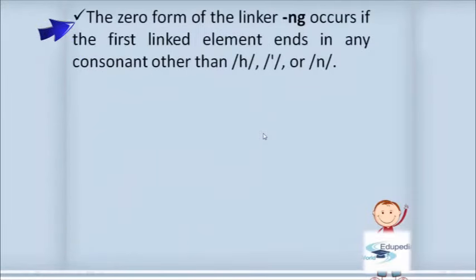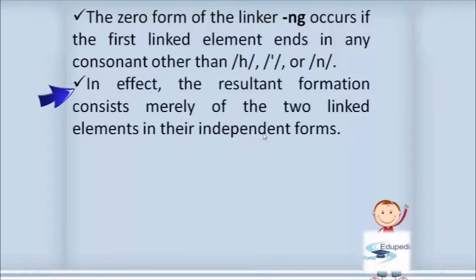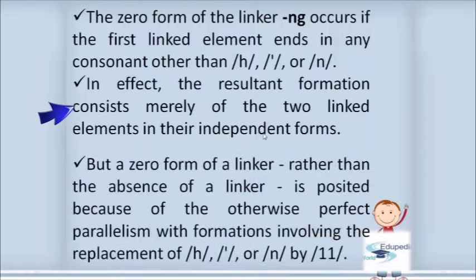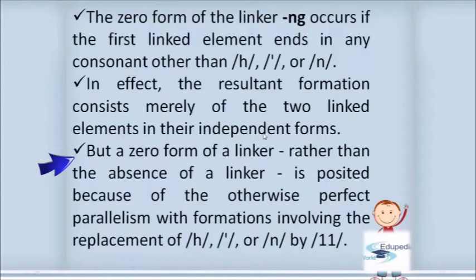The zero form of the linker occurs if the first linked element ends in any consonant other than glottal stop or N. In effect, the resultant formation consists merely of the two linked elements in their independent forms. But a zero form of a linker, rather than the absence of a linker, is posited based on the otherwise perfect parallelism with formations involving the replacement of glottal stop or N by na.